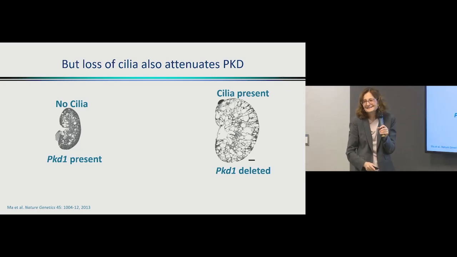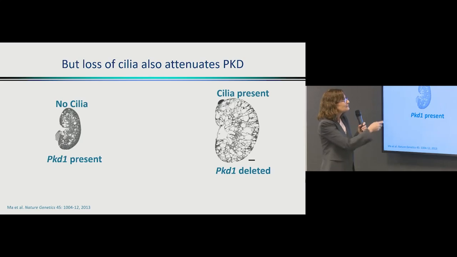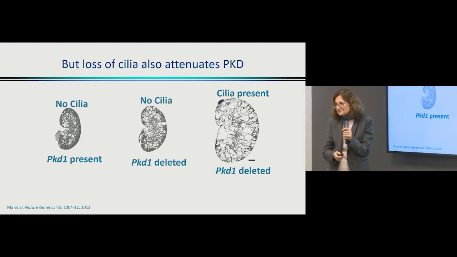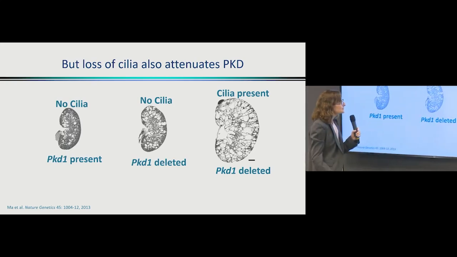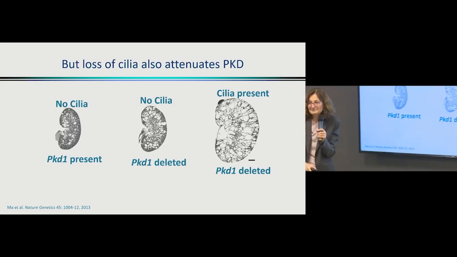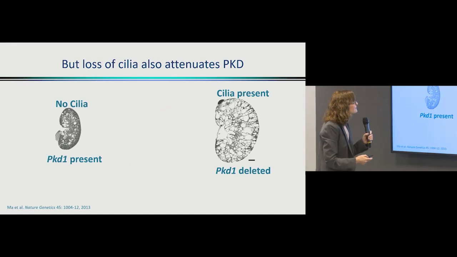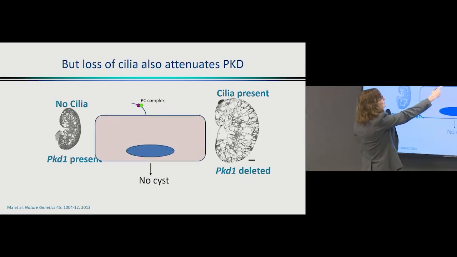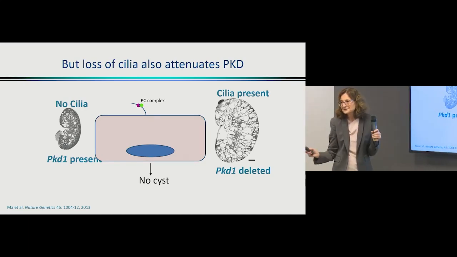It's not exactly the same, though, right? Because this kidney isn't as big as that one. But if I combine these, I'd think it'd be worse. But actually, it turns out that it's better. In this kidney where you've deleted PKD1 and you also have no cilia, you can see that this is not as bad as that. I mean, that's pretty clear. The model is a little bit complicated, but the model is that when you have a cilium and you have the polycystin complex in the cilium, everything is cool, no cysts.